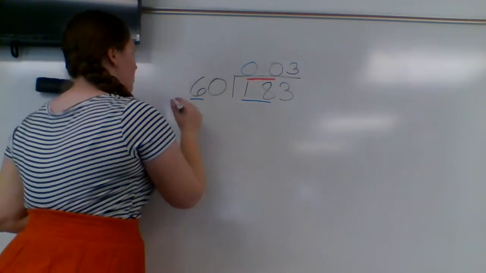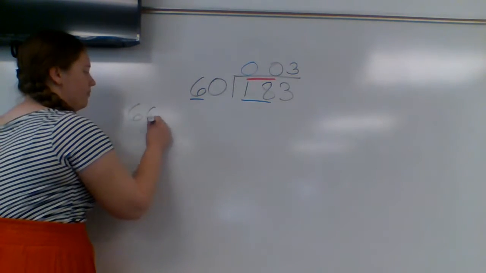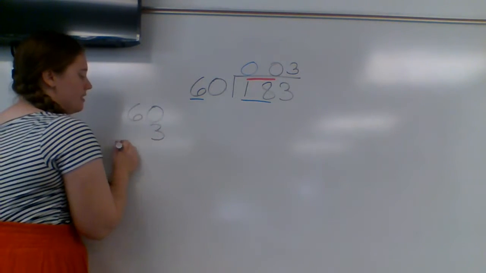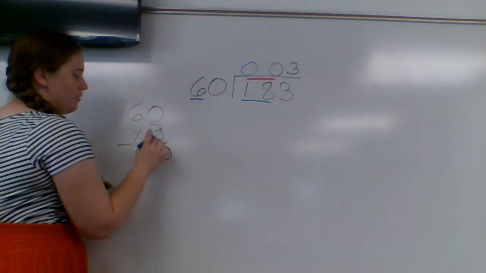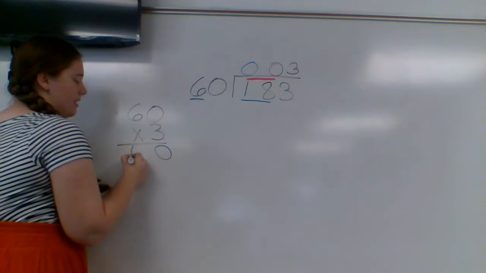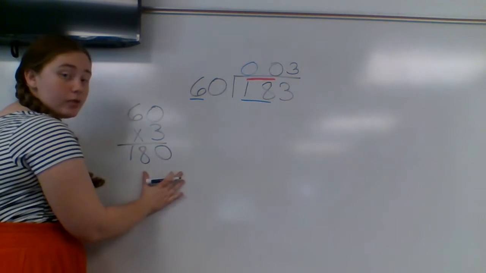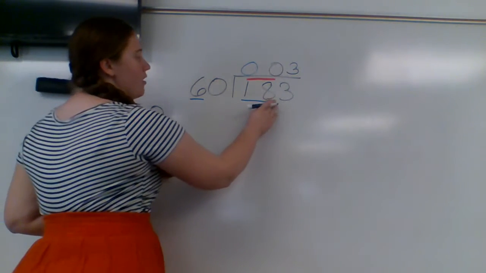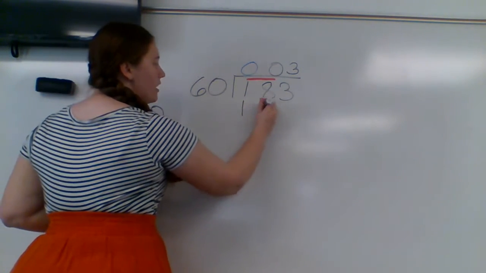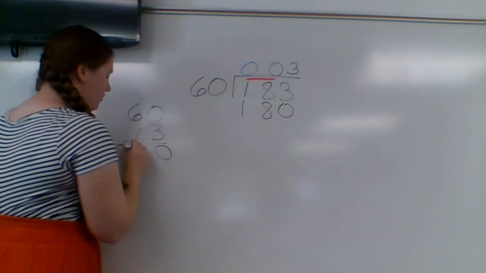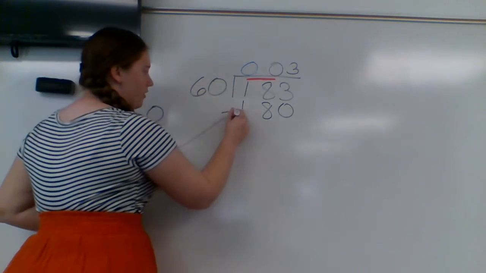3 times 60. Well, let's write that over here. We have 60 times 3. 3 times 0 is 0. And 3 times 6 is 18. So we have 180. So let's write that over here. I'm going to erase these lines. We have 180 from over here. Gets written right over here.